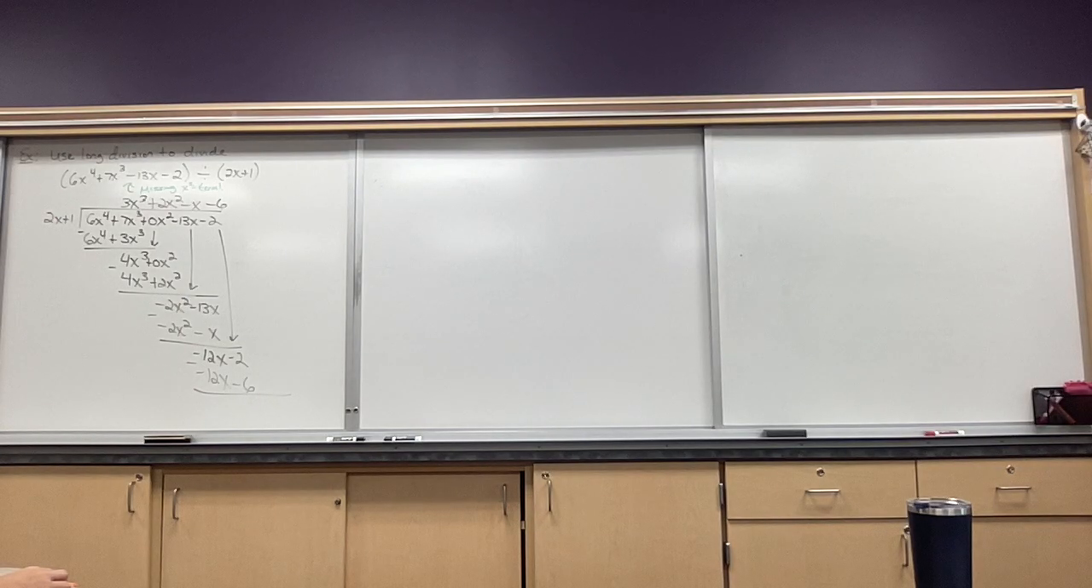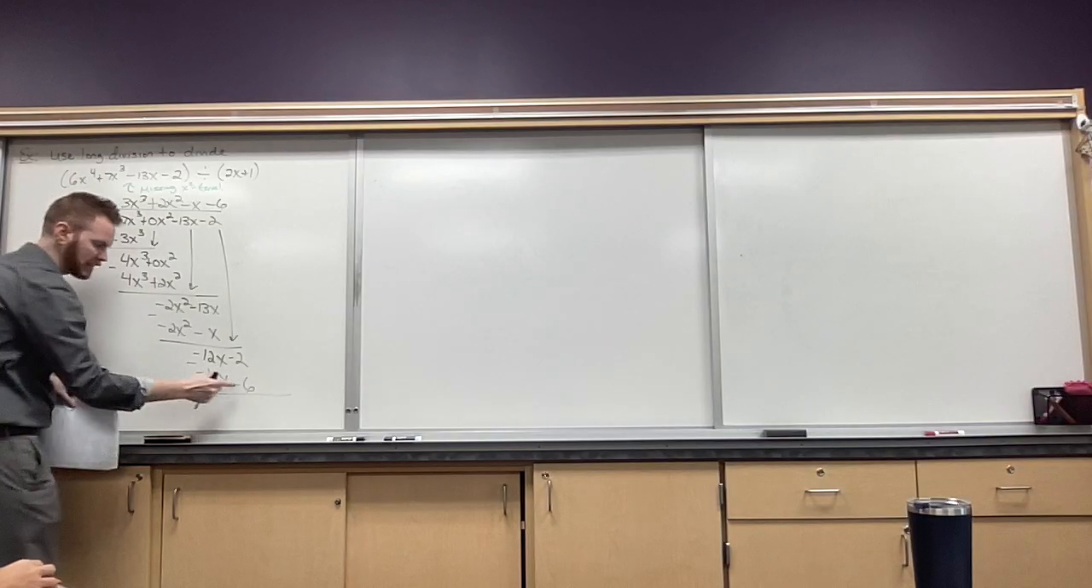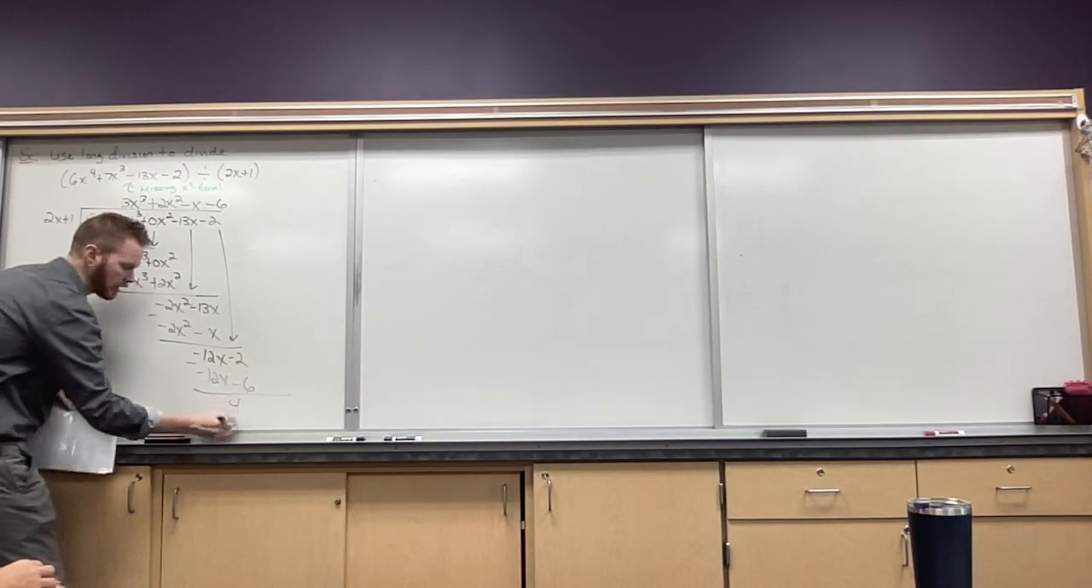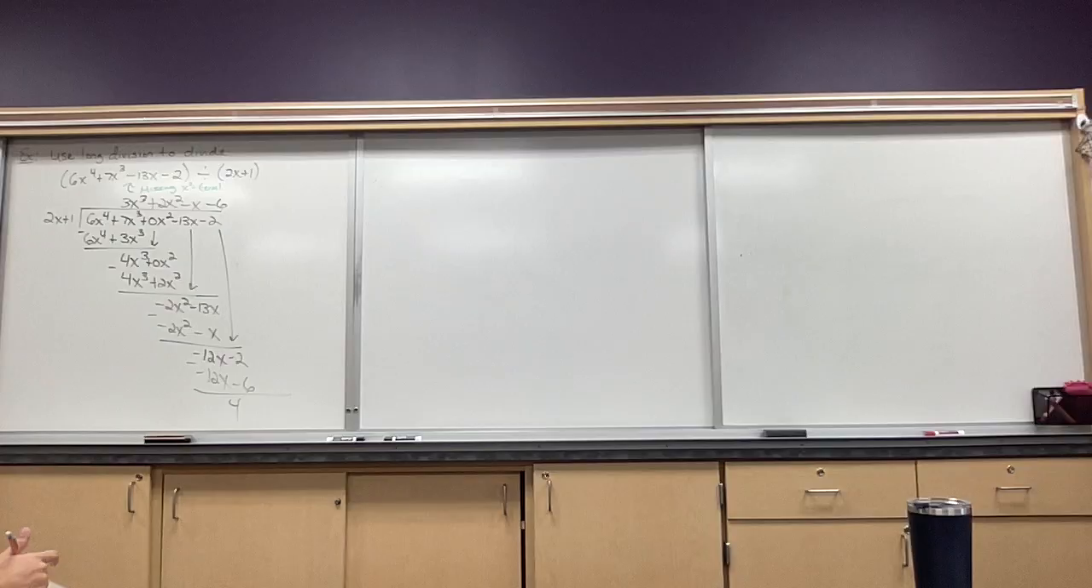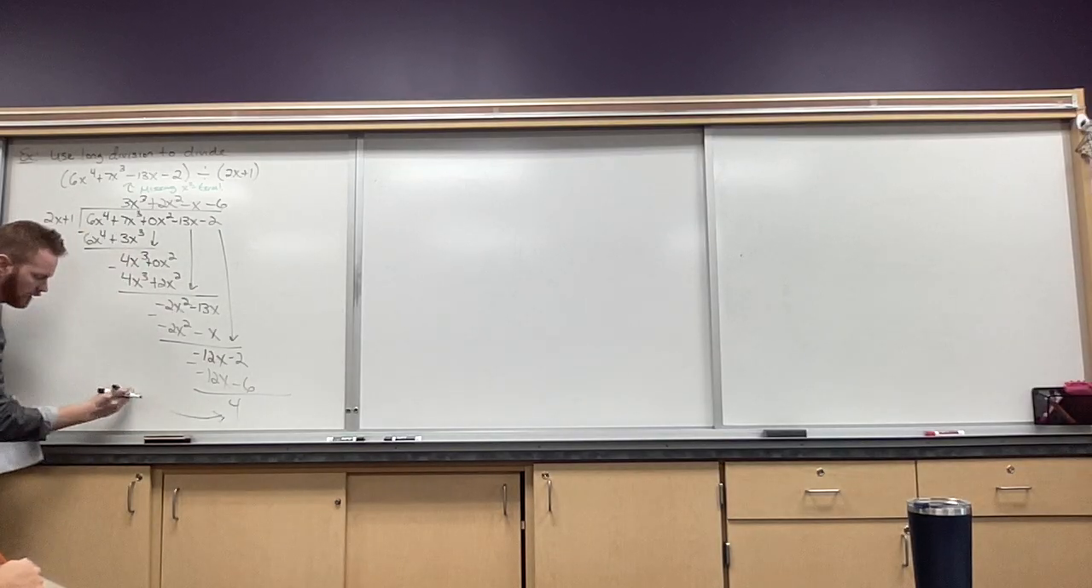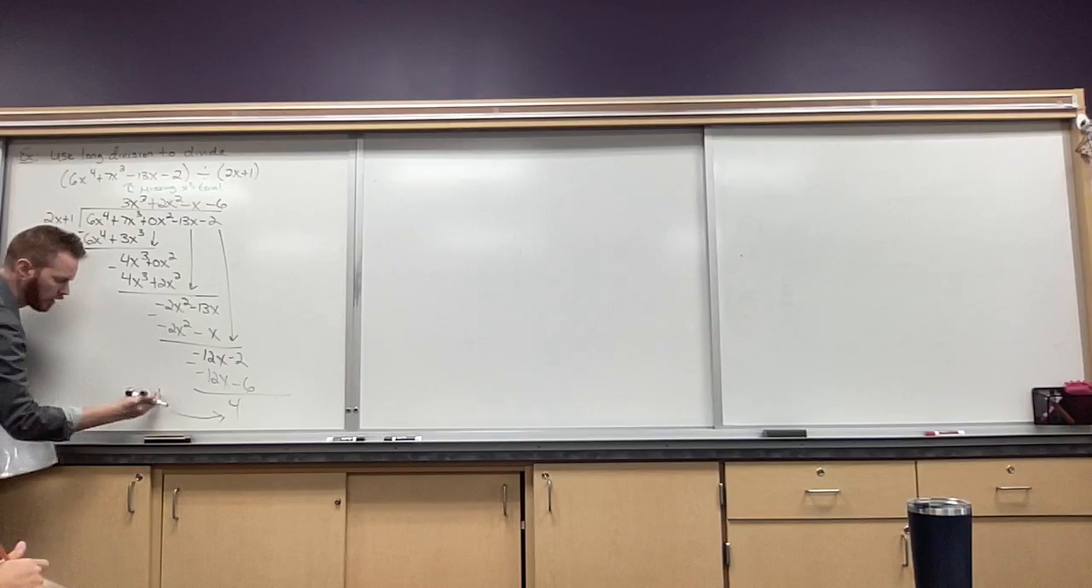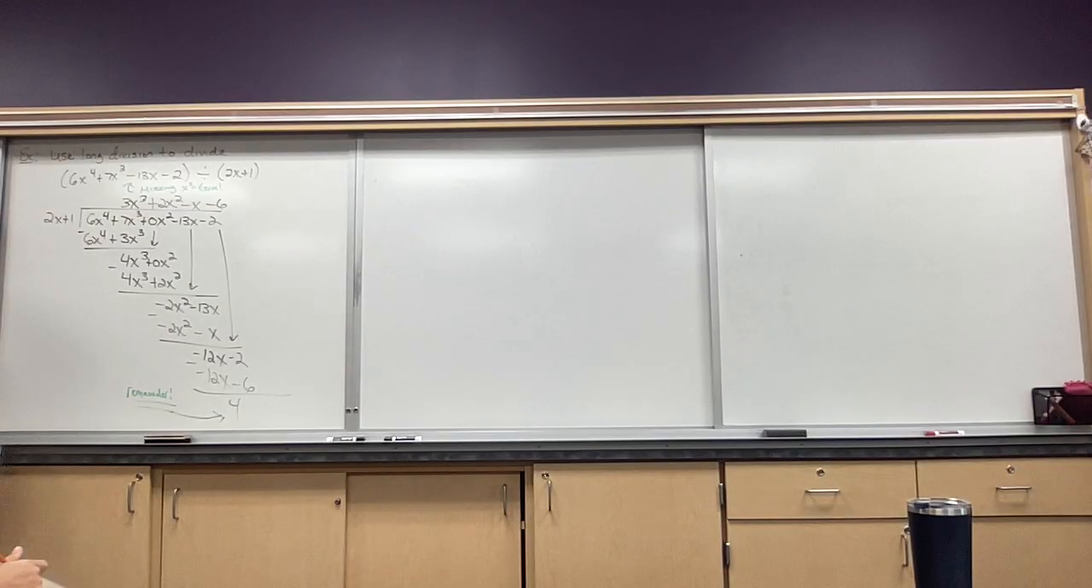So the 12x's are gone, negative 12x's. And then we get negative 2 minus a negative 6, so it's like we're adding, well, we got 4. And just from normal division, we know that's going to be our remainder, which can happen, okay? Sometimes we don't have a remainder, sometimes we do.